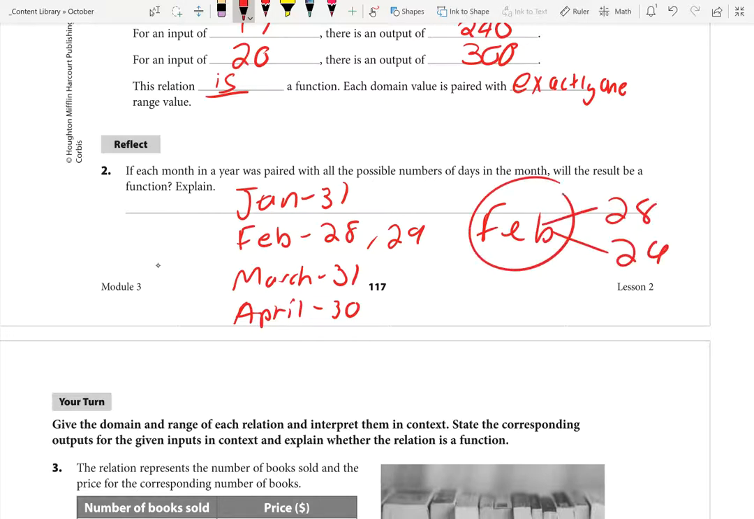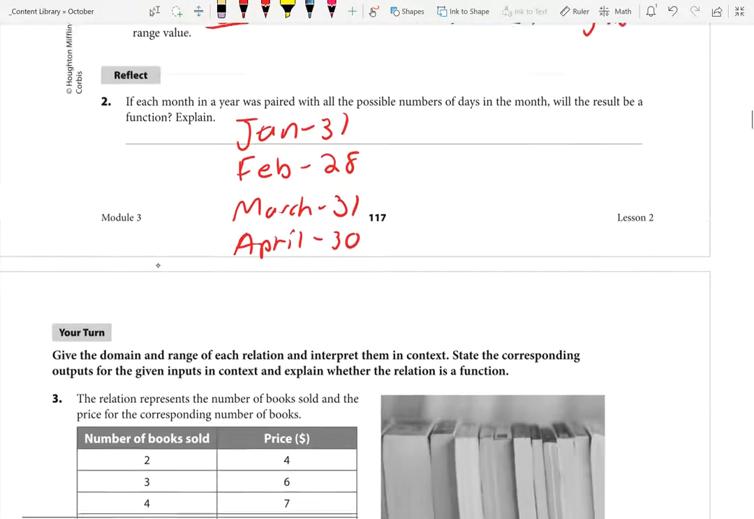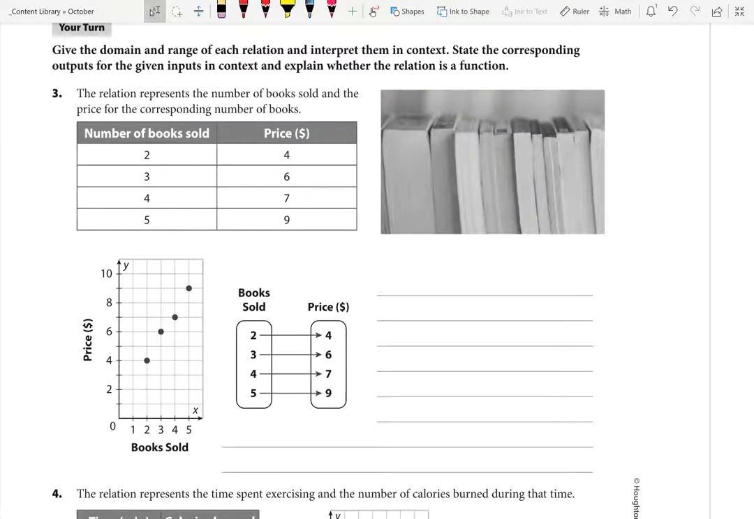So remember, you're not supposed to have two stems coming off of your domain. So I would argue no for that reason. But if you're talking about specifically one calendar year, if I'm just talking about specifically 2019 and that was it, then yes, it's a function because February has 28 days and you're not repeating months at all here anywhere. So that's a very interesting question because you can kind of argue that two different ways.